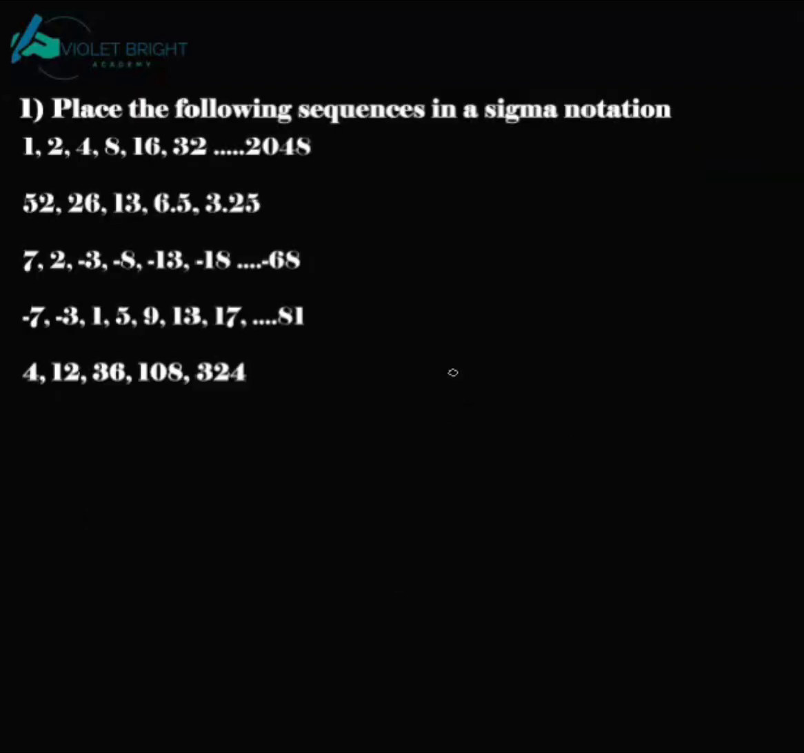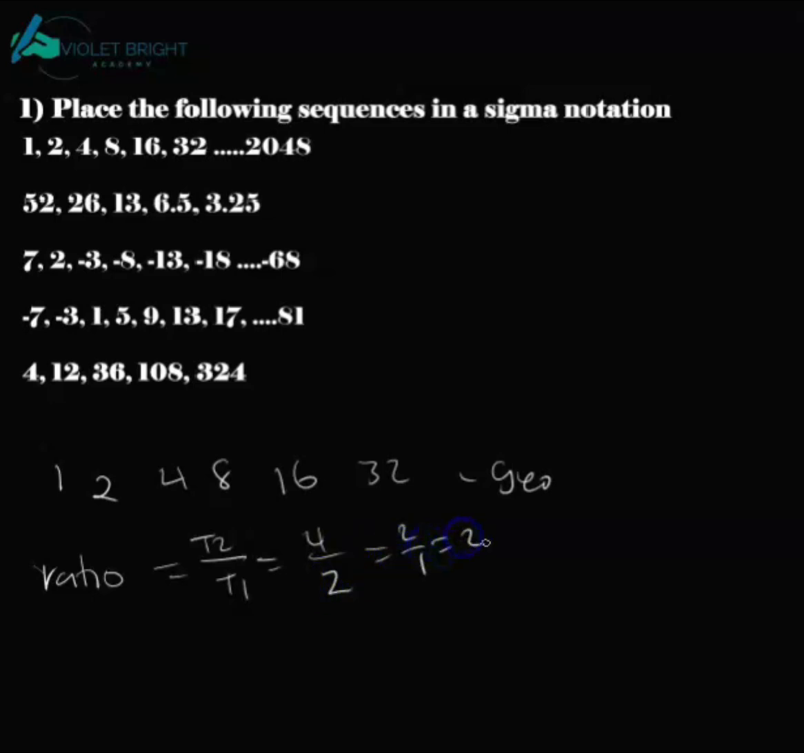The first question says, place the following sequences in sigma notation. In the first one, we have 1, 2, 4, 8, 16, 32. Judging by these numbers, this is a geometric sequence. Let's check by finding the ratio. T2 over T1, 4 over 2 equals 2 over 1. The answer is 2, the ratio is 2. So it's a r to the power n minus 1, so it's 1 times 2 to the power n minus 1.